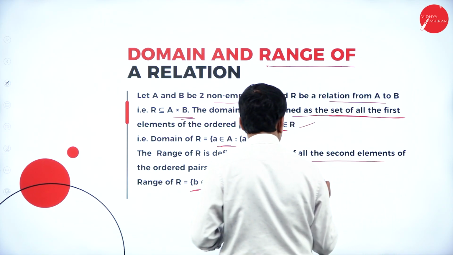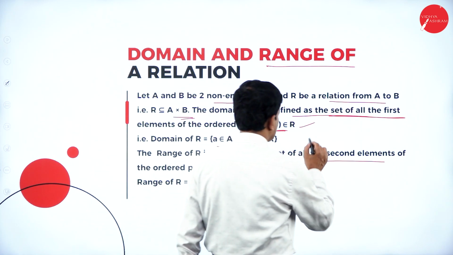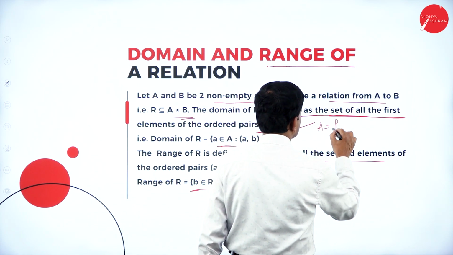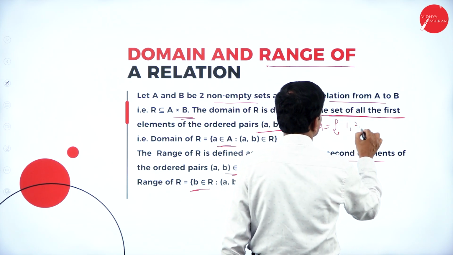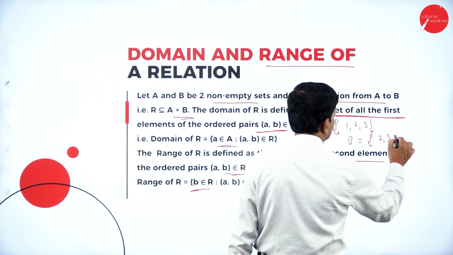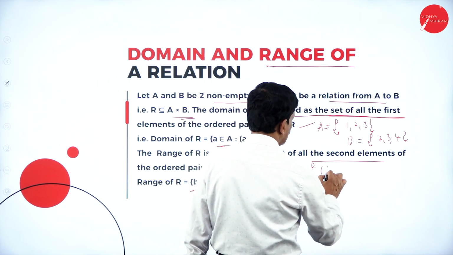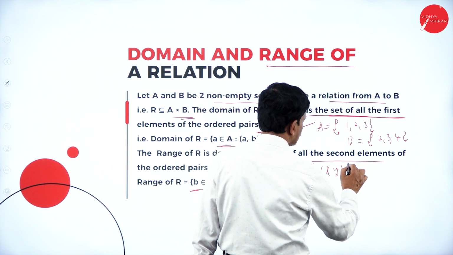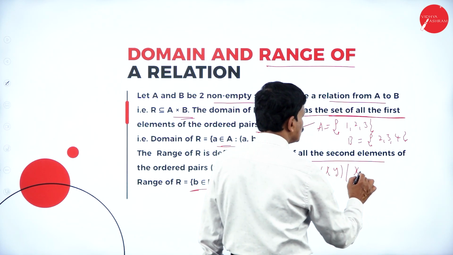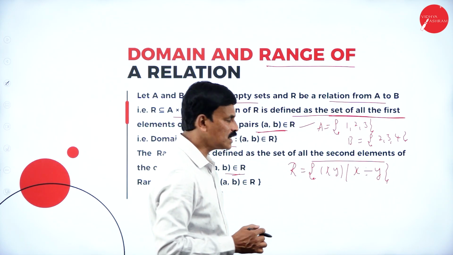Now, let us take an example. Let me explain with a small example. Let us consider A equal to {1, 2, 3} and another set B equal to {2, 3, 4}. Then define a relation R equal to (x, y) such that x divides y. The first element will divide the second element.